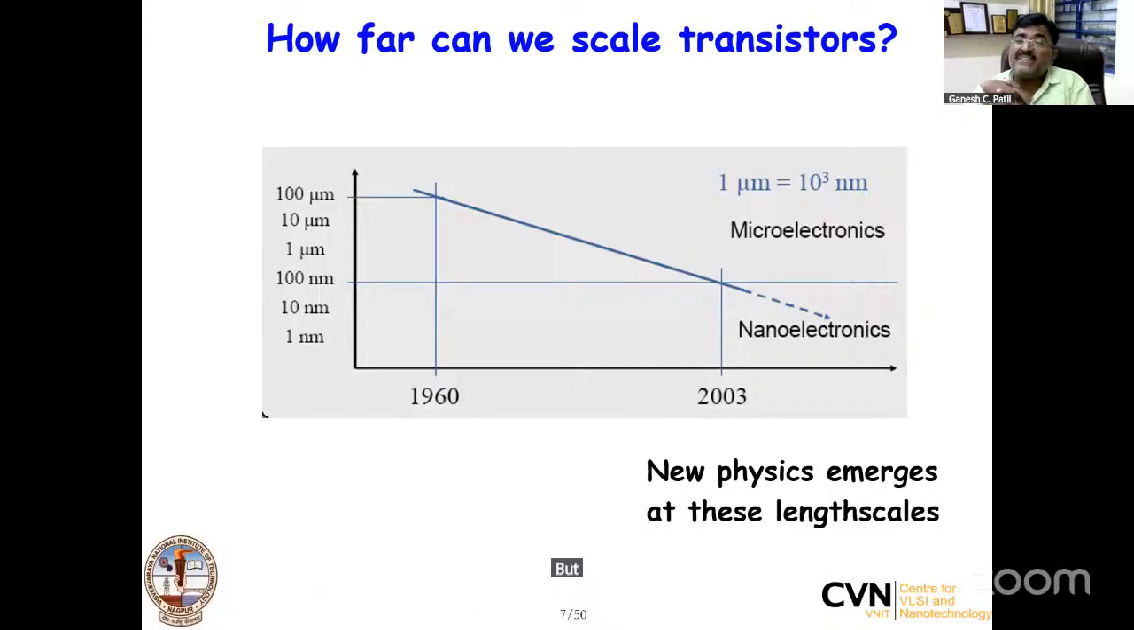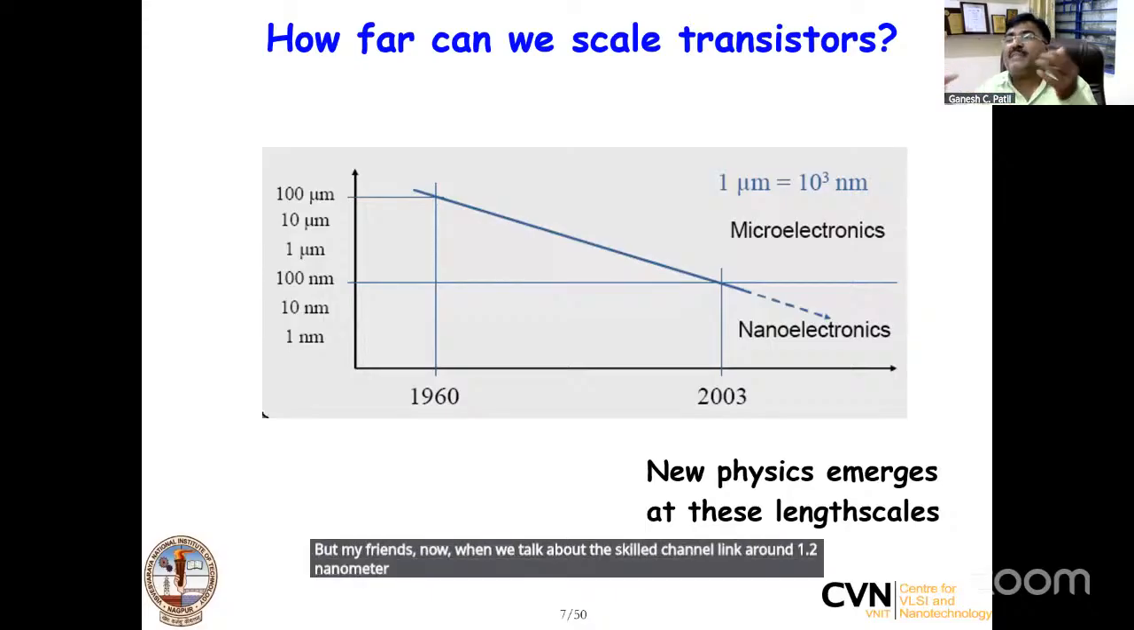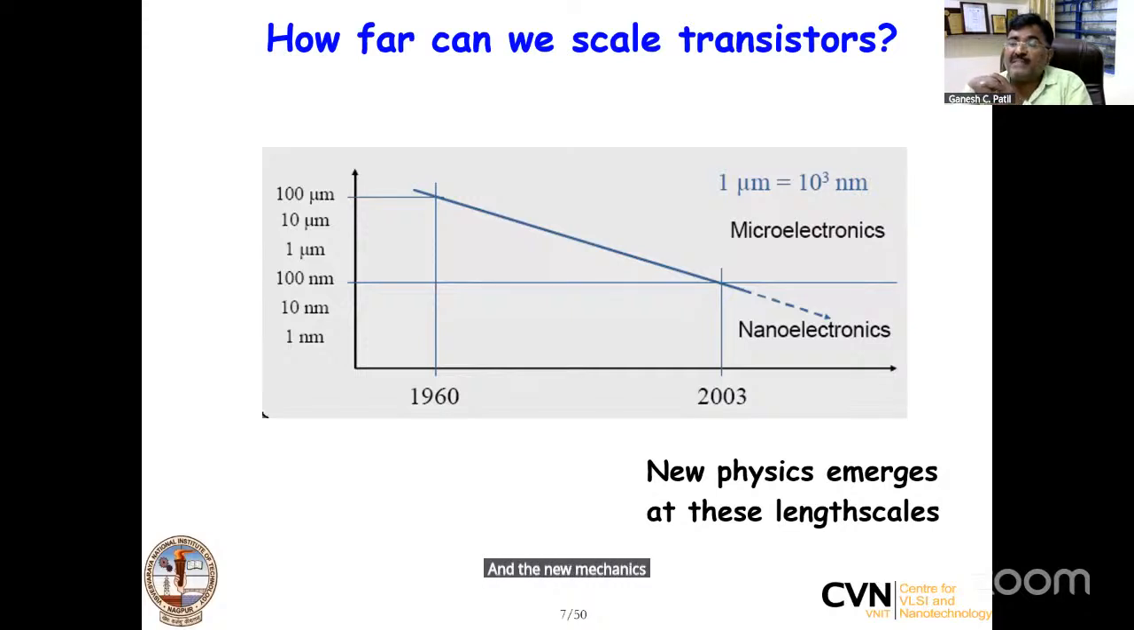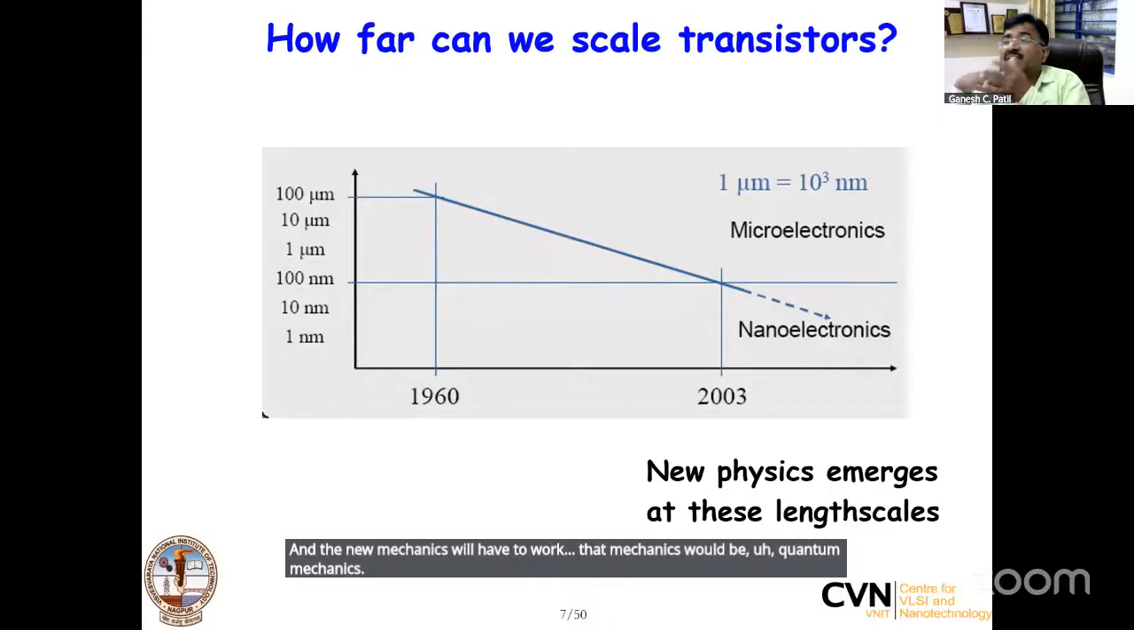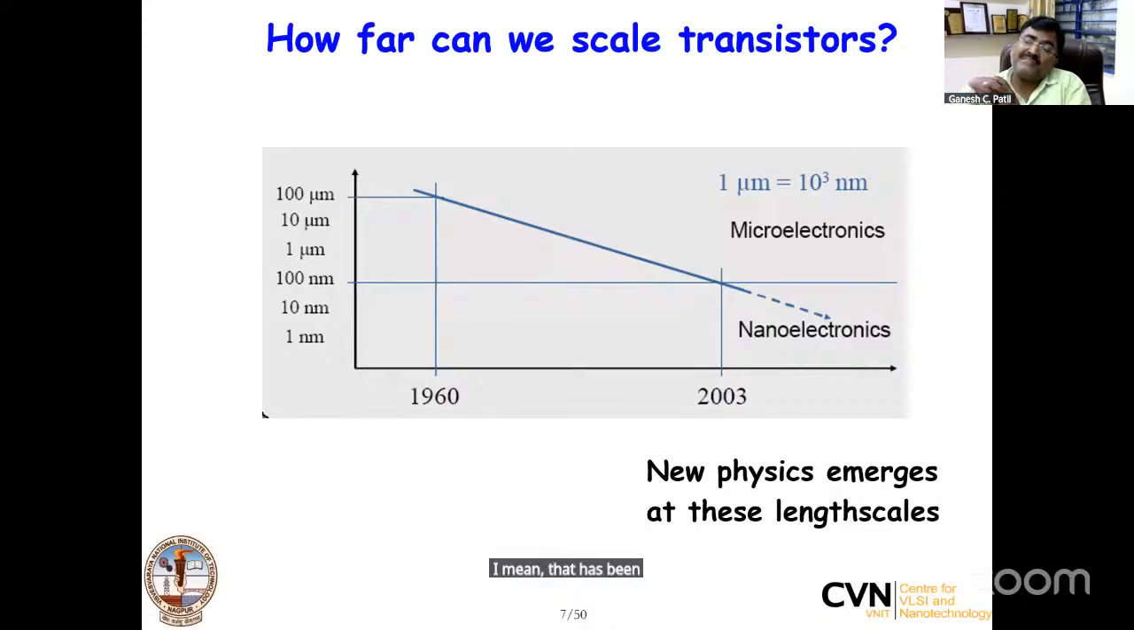But my friends, now when we talk about the scale channel length around 1.2 nanometer, the Newtonian mechanics will not work, and the new mechanics will have to work. That mechanics would be quantum mechanics, which has been developed by Schrödinger.